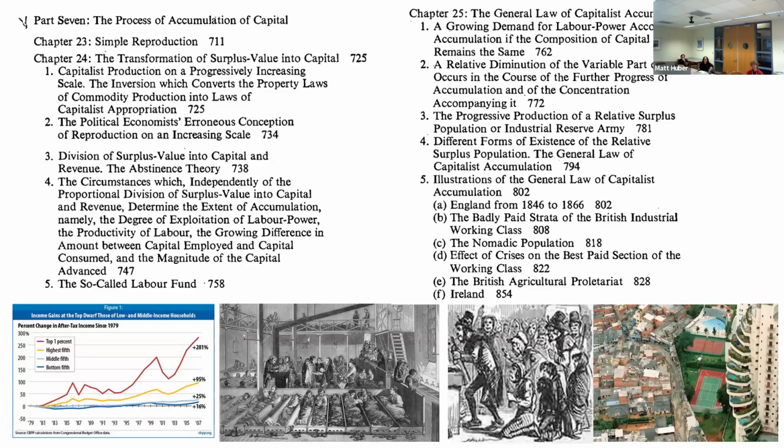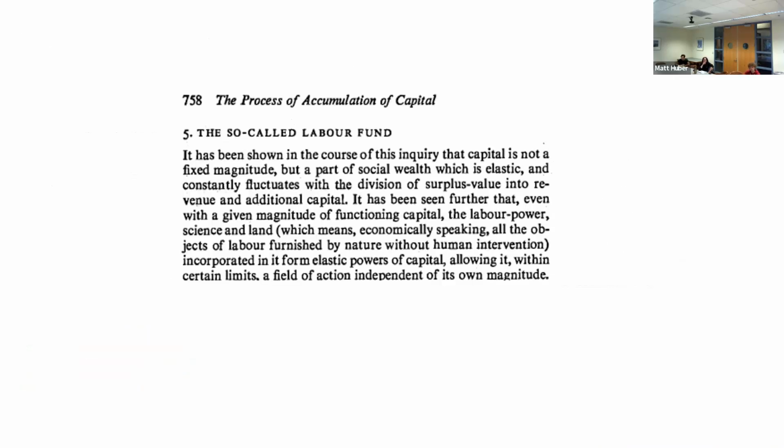So I actually think he says a lot of things in those 11 pages, but he sums them up beautifully at the very start of section 5. So he says, it has been shown in the course of this inquiry that capital is not a fixed magnitude, but a part of social wealth which is elastic and constantly fluctuates with the division of surplus value into revenue and additional capital.